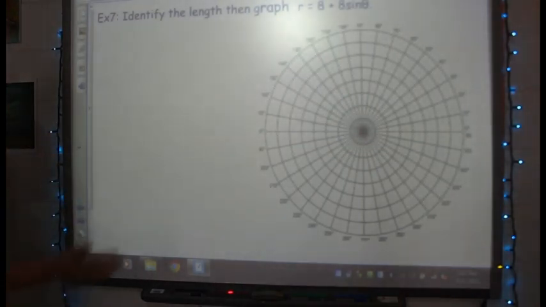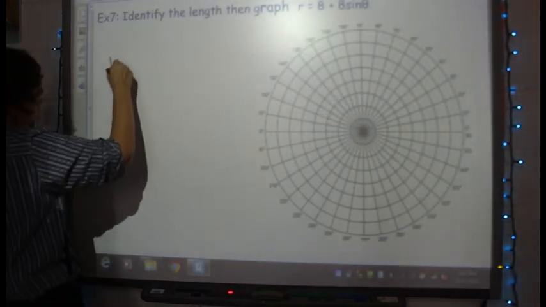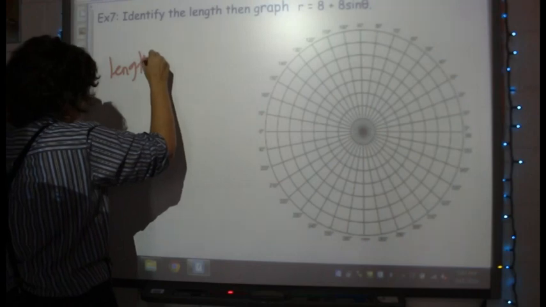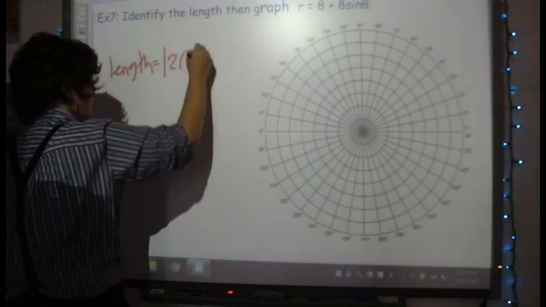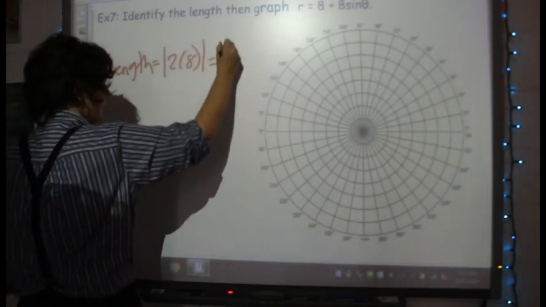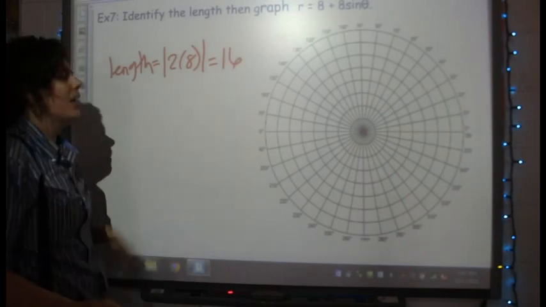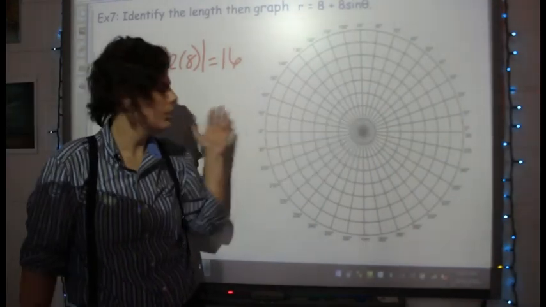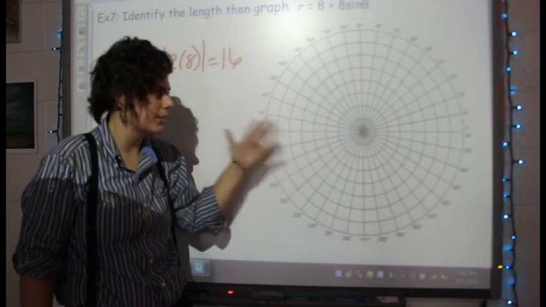Example number 7, this time we have sine. So when we talk about the length, always do it first there. We have 2 times 8, which gives me 16, and the absolute value of 16 is 16. I already know I don't have 16 squares. No matter which direction I'm counting, I don't have 16 squares.